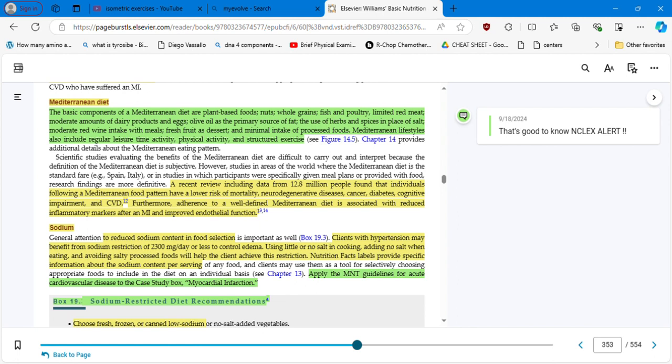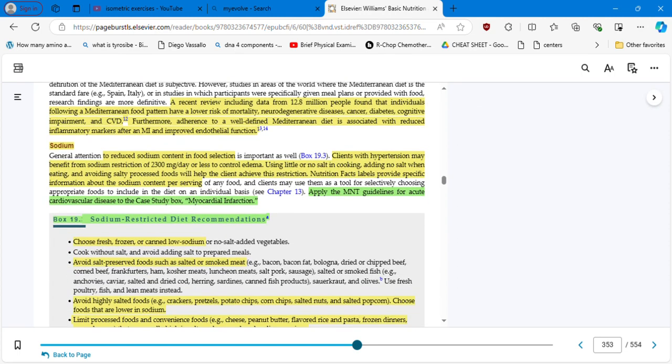Furthermore, adherence to a well-defined Mediterranean diet is associated with reduced inflammatory markers after an MI and improved endothelial function. So there you go. We can improve the tissue inside of the vessel that was damaged, and then we can reduce the inflammatory markers. I used the Mediterranean diet for my capstone, for my DNP, on patients that were cancer survivors, in order to avoid recurrence, and it was really successful, really successful.